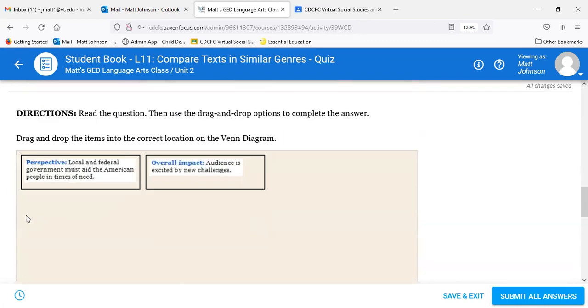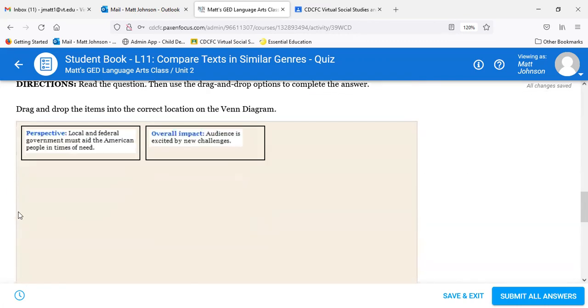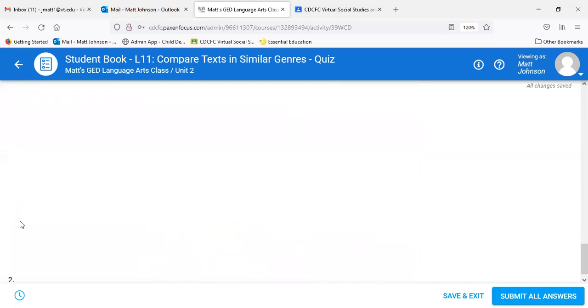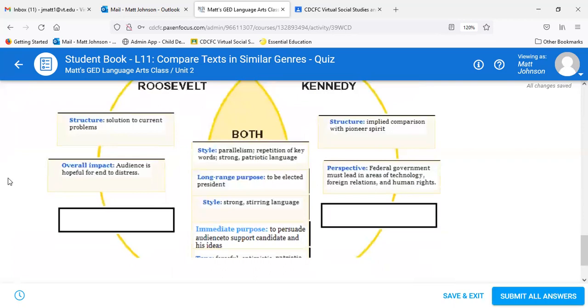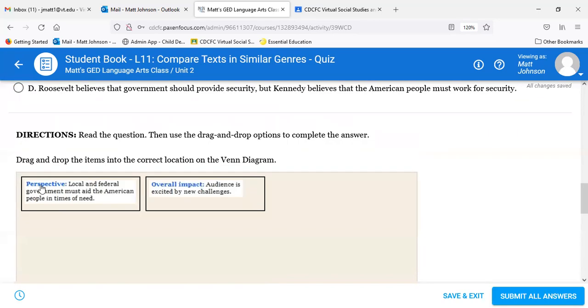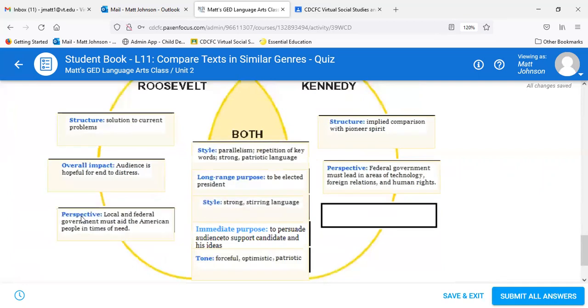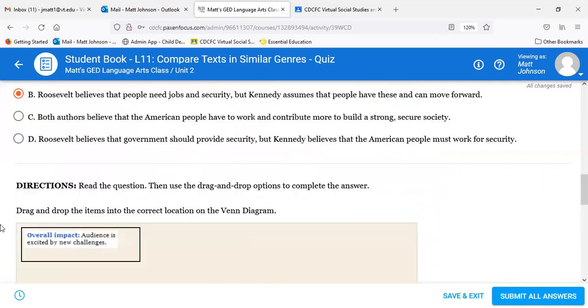And then finally, local and federal government must aid the American people in times of need. Roosevelt or Kennedy at this point, I think we filled in all the other ones. Roosevelt, right? That idea of the Great Depression, we need public assistance, we need the federal government to help. And that leaves Kennedy, right?